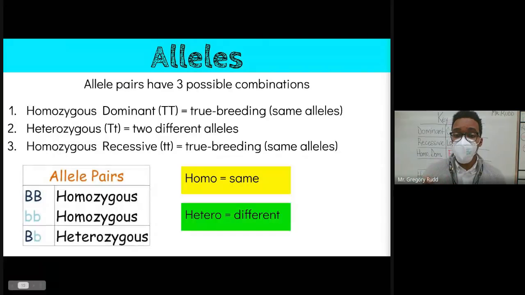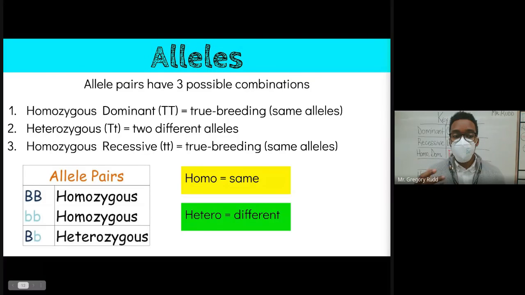Keep in mind, though, that the dominant allele masks the recessive allele. And that just means that the dominant allele takes precedent over the recessive allele. If they are both present, as is the case in a heterozygous genotype, or in a heterozygous combination, I should say, that dominant allele is going to determine the trait. We'll talk more about that. My favorite thing to say.